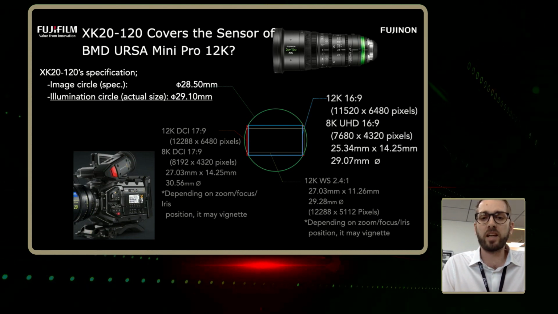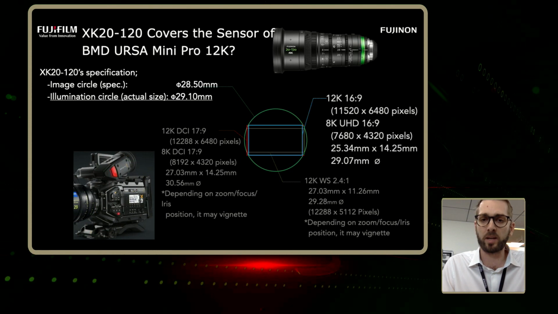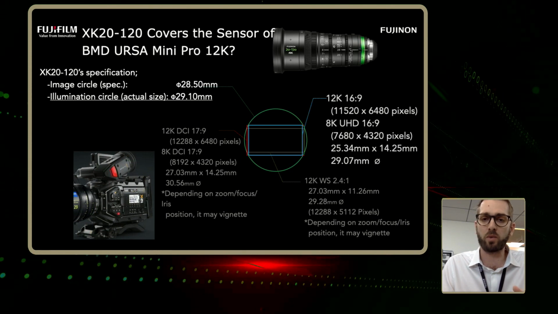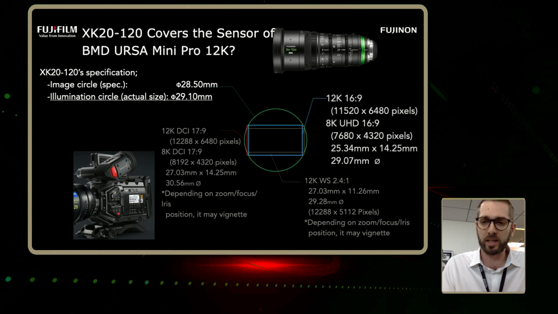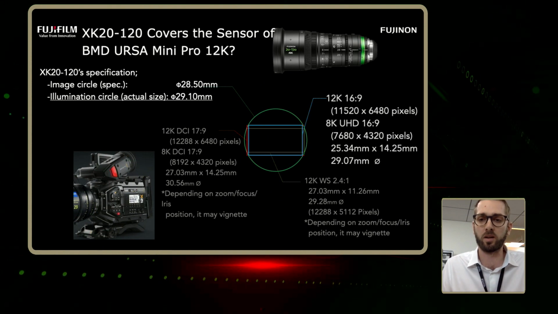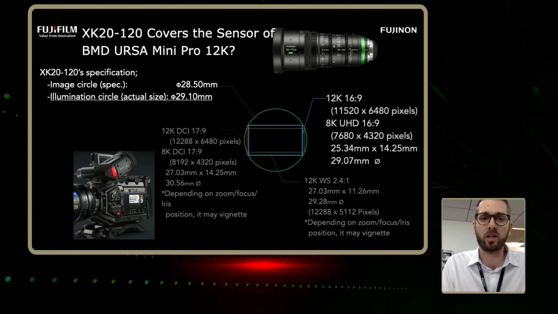So any vignetting on the 17 to 9, the DCI spec formats, or even the widescreen, the 12K widescreen 2.4 to 1, may depend on the zoom, focus, iris position. You might get some vignetting, especially very wide. But the 16 by 9 formats, you won't get any vignetting. It's going to cover that sensor.